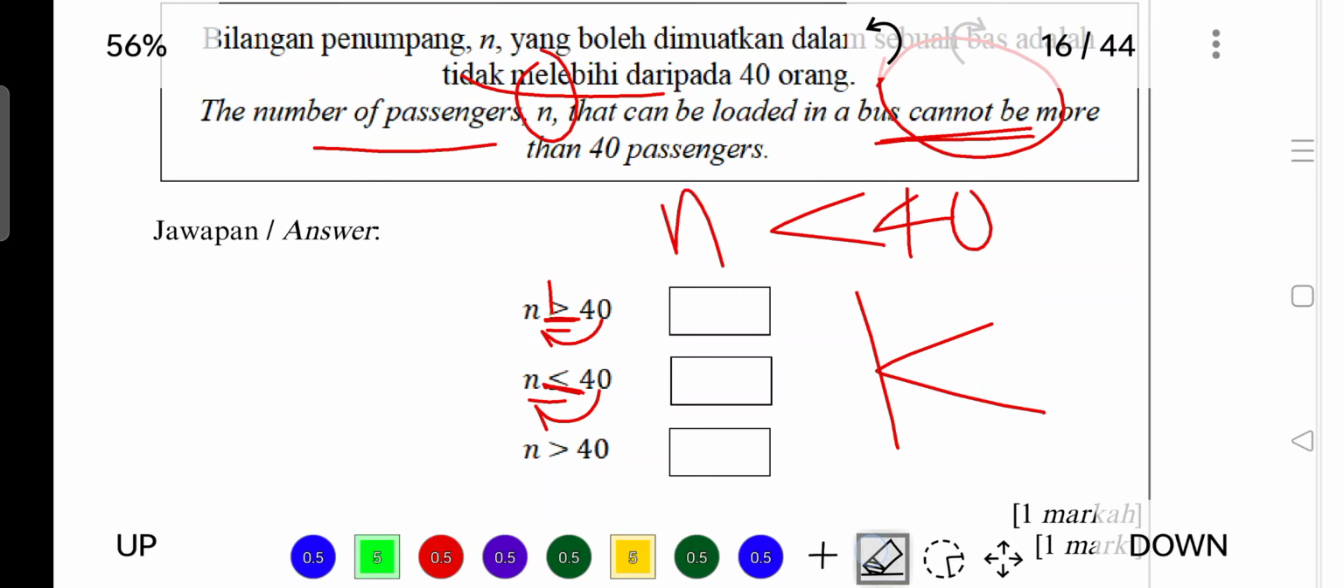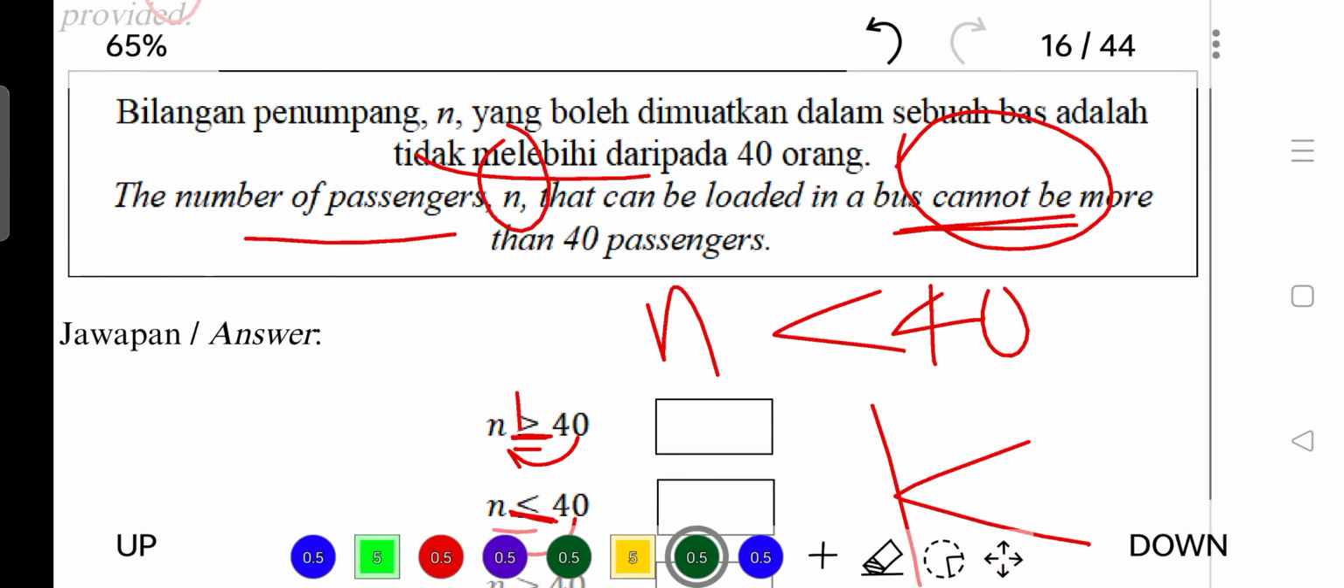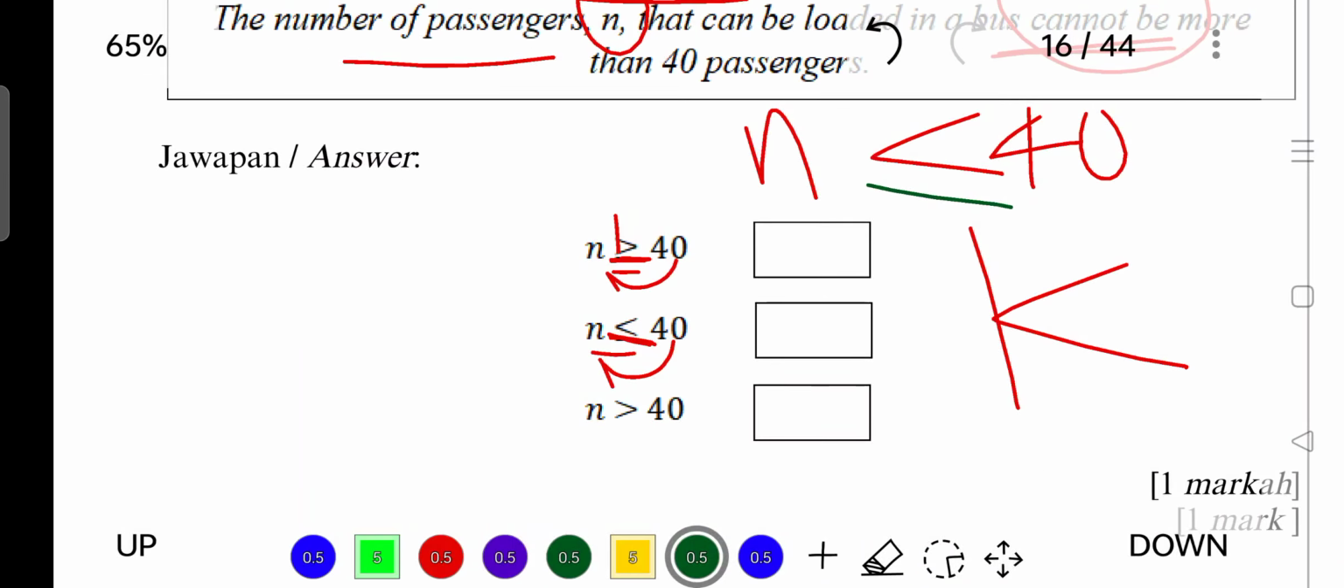Okay, and one more keyword that you should be learning here is when they say can't be more, that means it can reach 40. The number could be 40 in a bus, right? So until 40 people can go in, but the number 41 is definitely out. So which one is the correct one here? Definitely the middle one. So you tick over here.